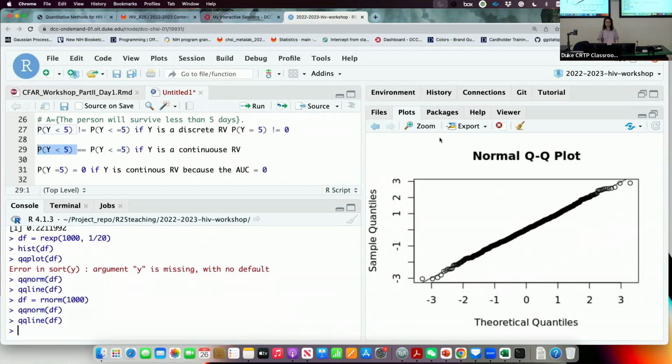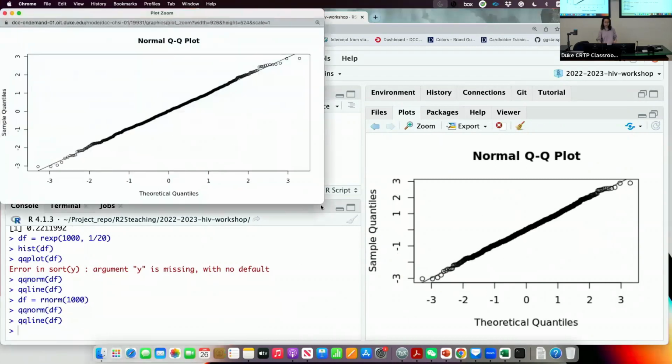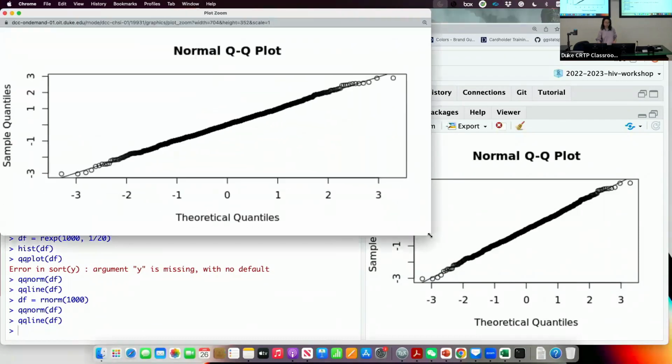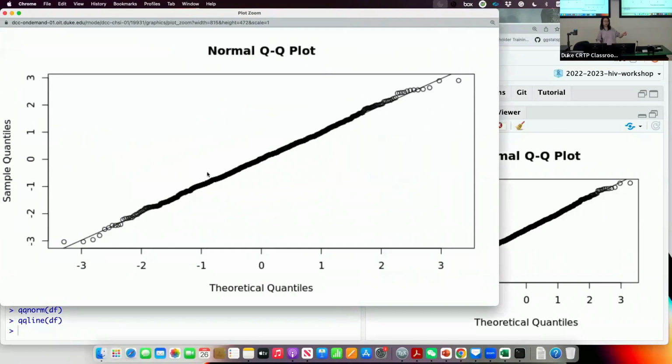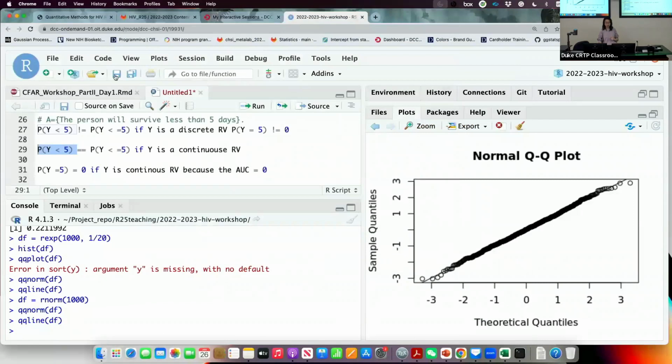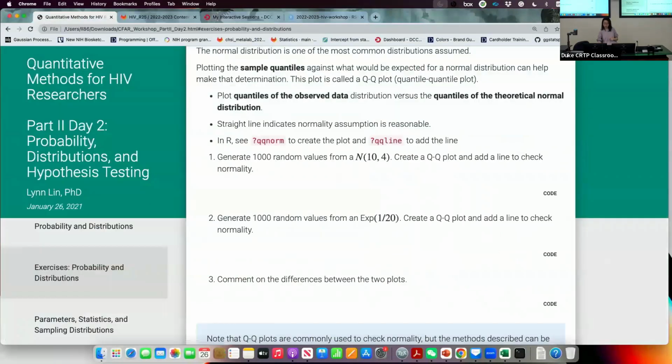Yes, you see, if my sample is truly from a normal distribution, you would see that the points fall largely on this straight line. So this is where you say, well, given this normal QQ plot, we can safely assume that the data follow a normal distribution. Okay, so I will stop here.